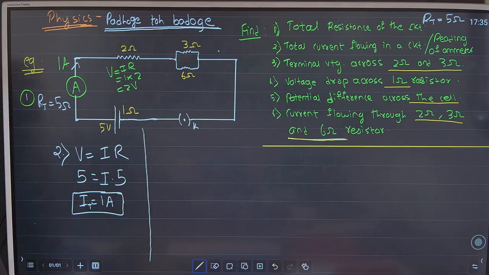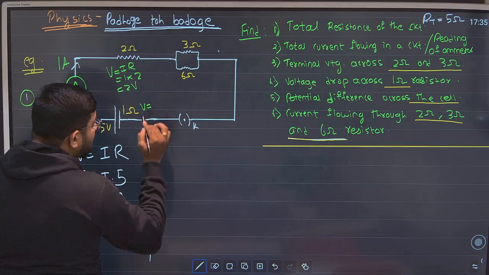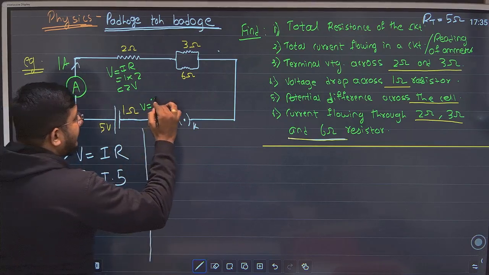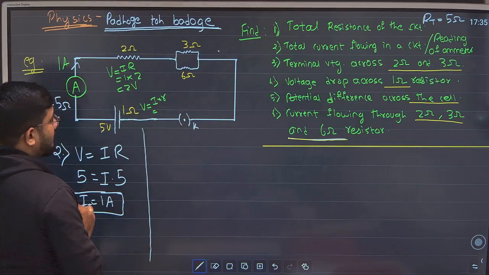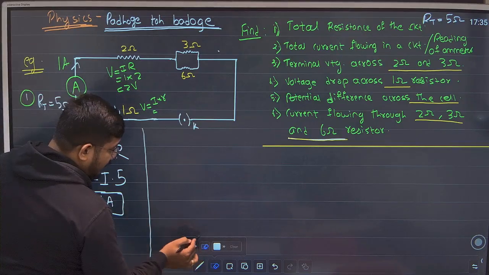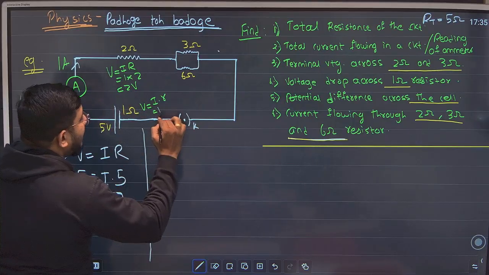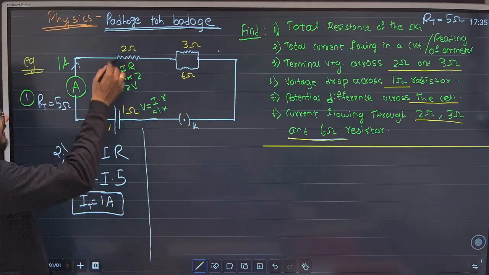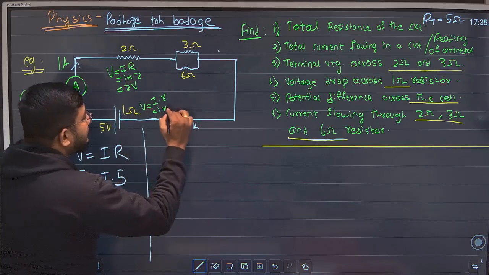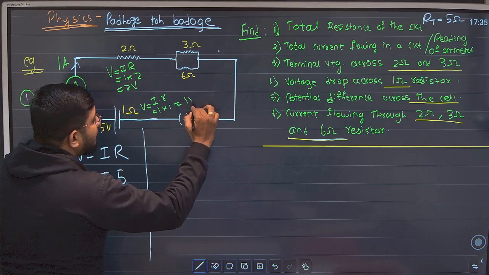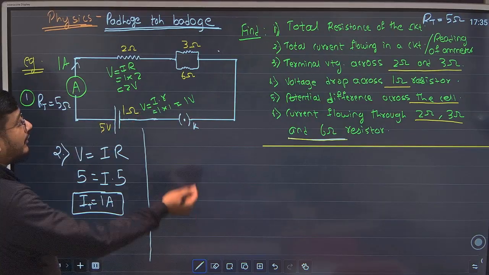Easy. We can also find V over here. That is I into R, small r. What is I over here? I is the same, that is 1 ampere. Why 1? Both are in series. What is R? R is 1. It becomes 1 into 1, 1 volt. This is V.